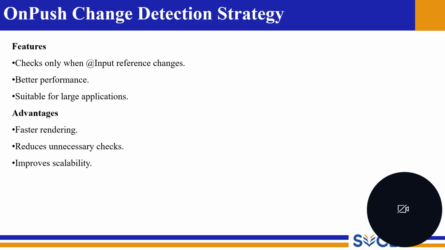So the features of the OnPush change detection strategy are that it checks only when an input reference changes. It gives better performance. It's suitable for larger applications. So the advantages are faster rendering, it reduces unnecessary checks, and it improves scalability.